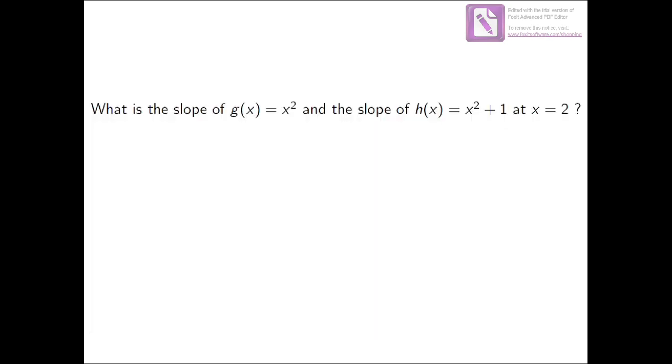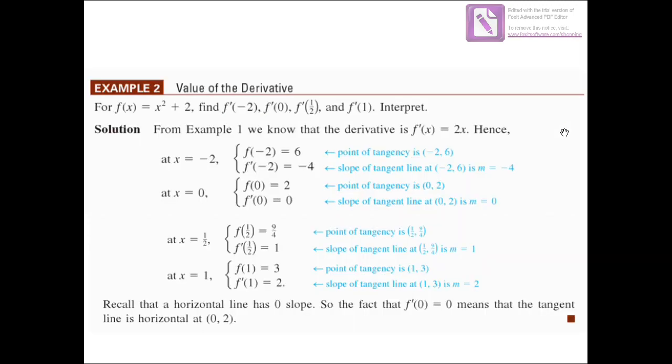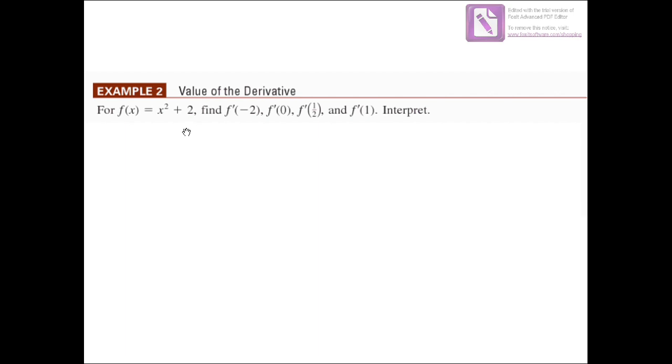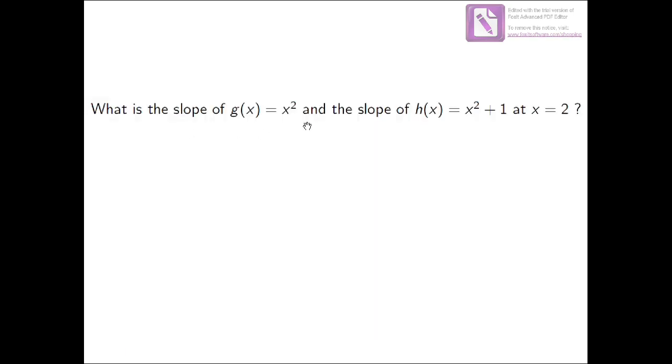So now here we have a question: what is the slope of g of x is equal to x squared and the slope of h of x is equal to x squared plus 1 at x is equal to 2? So here we have the function x squared and here we have x squared plus 1. We are asked to find the slope of these two functions at the point x is equal to 2. We have seen here the function x squared plus 2. Here we have the functions x squared and x squared plus 1. So is there any relation between the slopes of these three functions?